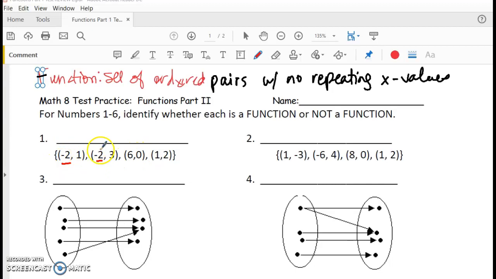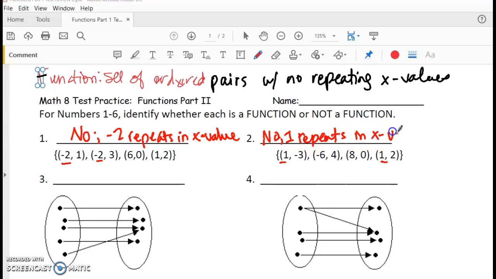So we know that these are not functions because the x value repeats. No. -2 repeats in x value. On your test, you will not have to write this explanation. I want you to write it down now. Here we have no, 1 repeats in x value. Let's look at number 3.